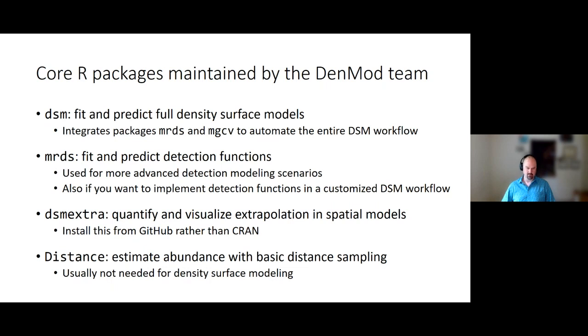Finally, there's the dsmextra package, which Len brought up earlier. This is a new package that was introduced during the DenMod project to quantify and visualize extrapolation in spatial models. I just want to point out that this is something that you need to install from GitHub rather than the R CRAN repository. And finally, there also is a package called Distance, and it would be well not to confuse this with the DSM package. This is a package that's used for estimating abundance with basic distance sampling in the kind of stratified way that Len talked about. But you usually don't need this package for density surface modeling.